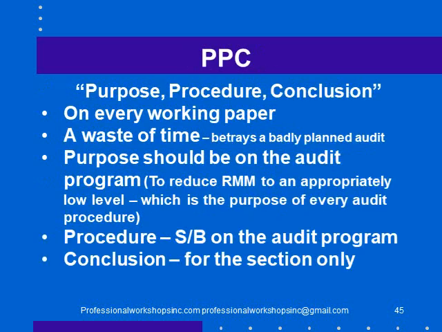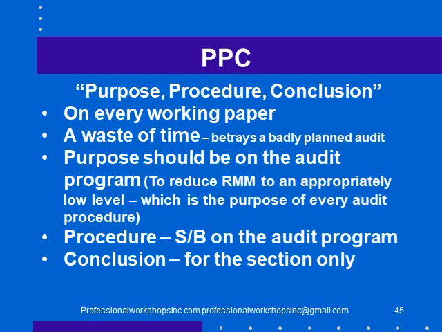The other one is purpose, procedure, conclusion. I don't get this one, but I see it all over the place and on every working paper, and sometimes more than once. And it's a waste of time because it portrays a badly planned audit. The purpose should be on the audit program. And the purpose of every procedure is the same. It's to reduce the risk of material misstatement to an appropriately low level.